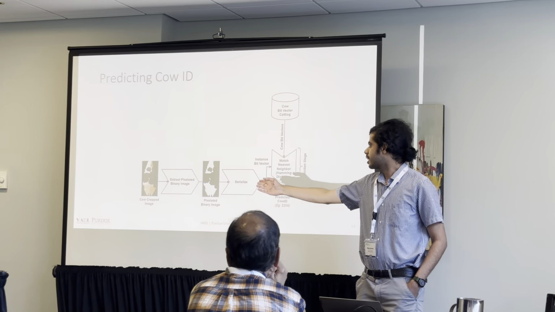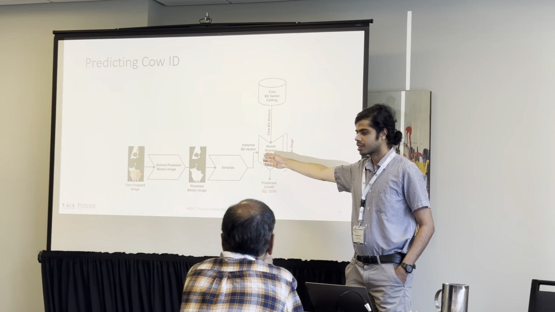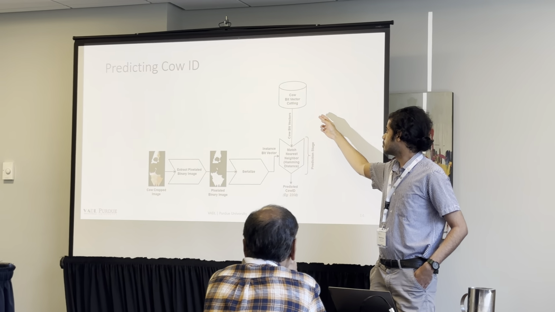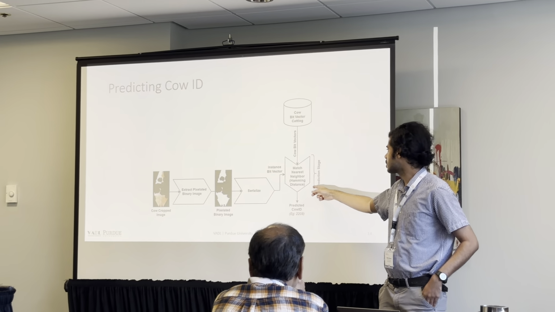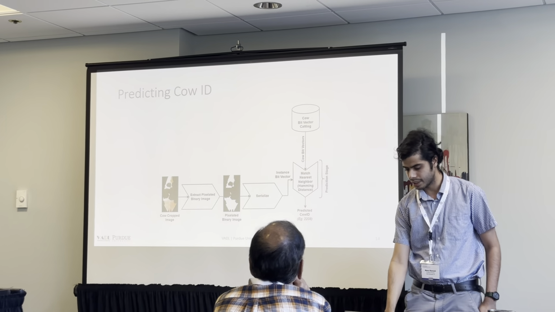We take the pixelated image and then we serialize it to obtain our instance bit vector, just as I explained before. And we take all the bit vectors from the catalog, and we use nearest neighbor matching, and then we use Hamming distance to get our predicted cow ID.